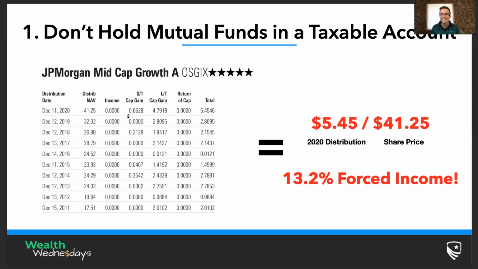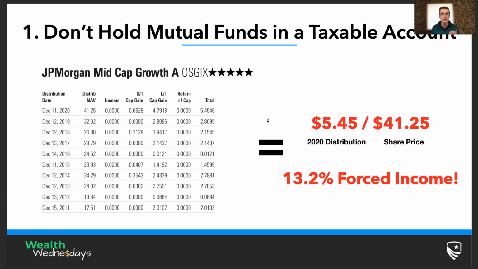distributions. We had 66 cents. That was a short-term gain. Okay, would you have taken a short-term gain? Well, probably not, but you don't have control over your tax situation. That mutual fund manager does. So 66 cents of a short-term capital gain, $4.79 of a long-term capital gain. Add those together, we get $5.54.